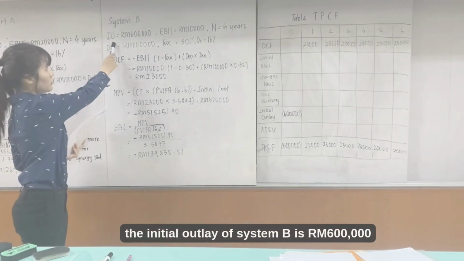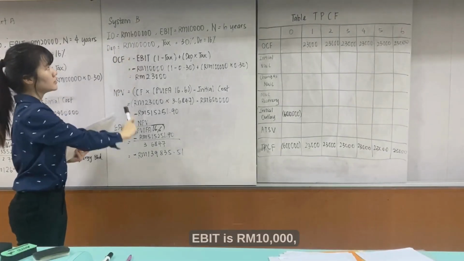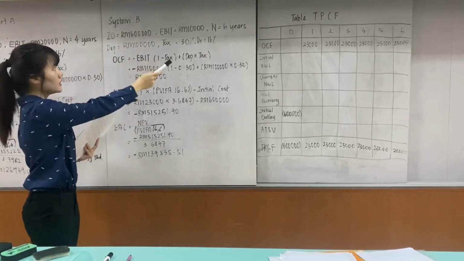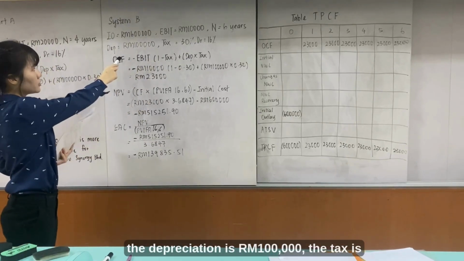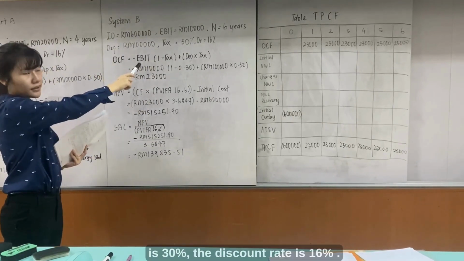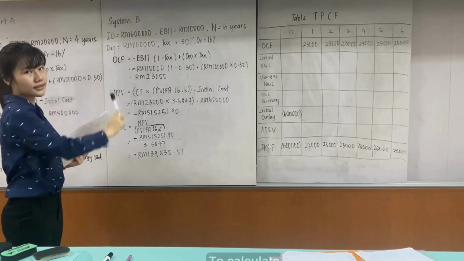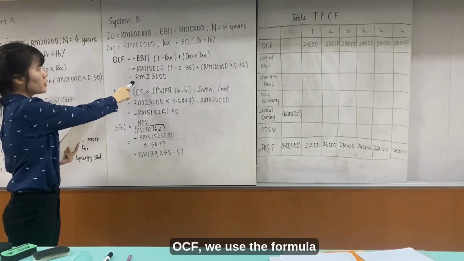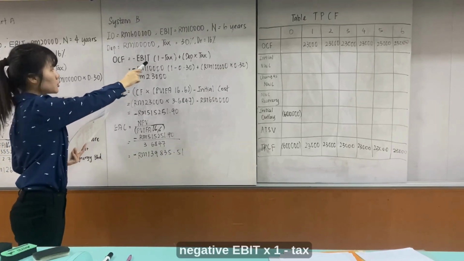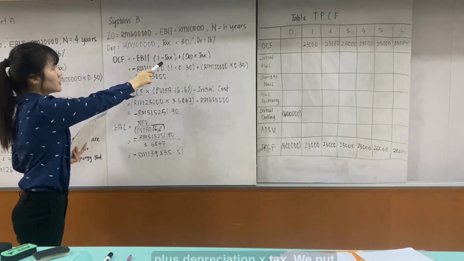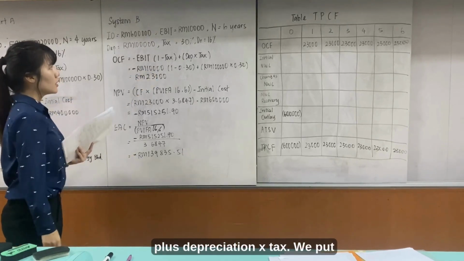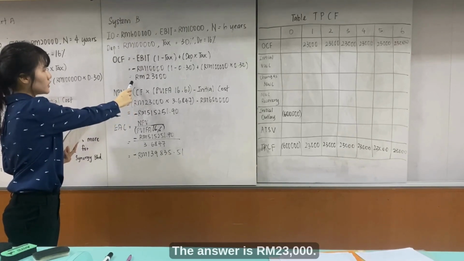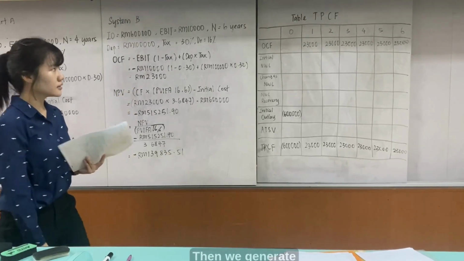Then we move on to system B. The initial outlay for system B is 600,000. The EBIT is 10,000 and the period is 6 years. The depreciation is 100,000, the tax is 30%, and the discount rate is 16%. To calculate OCF, we use the formula EBIT times (1 minus tax) plus depreciation times tax. We put the data in and we get the answer, which is RM 23,000.